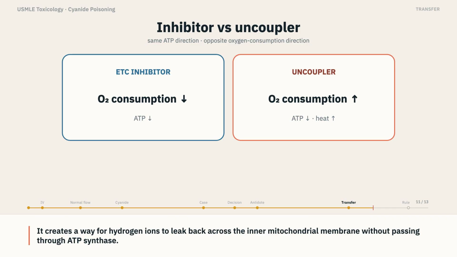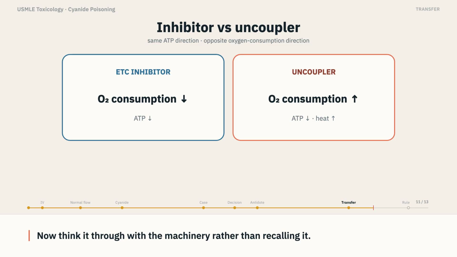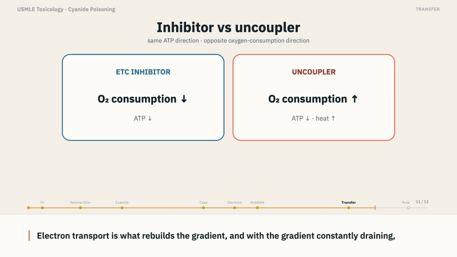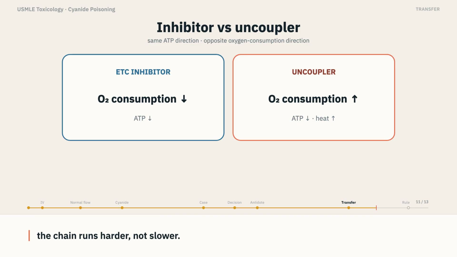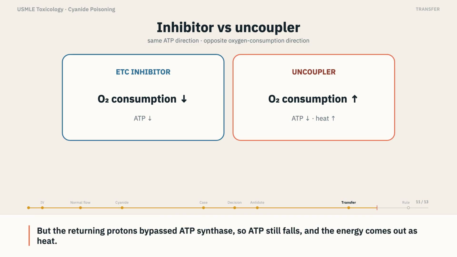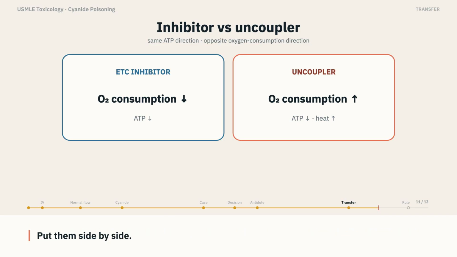Now think it through with the machinery rather than recalling it. Protons return freely, so the gradient can never build up. Electron transport is what rebuilds the gradient, and with the gradient constantly draining, the chain runs harder, not slower. So oxygen consumption goes up, but the returning protons bypassed ATP synthase, so ATP still falls, and the energy comes out as heat.